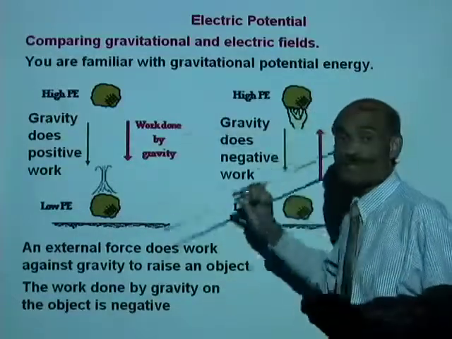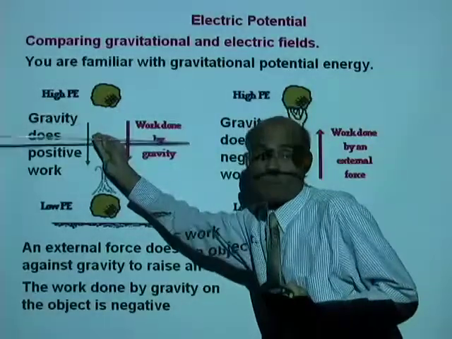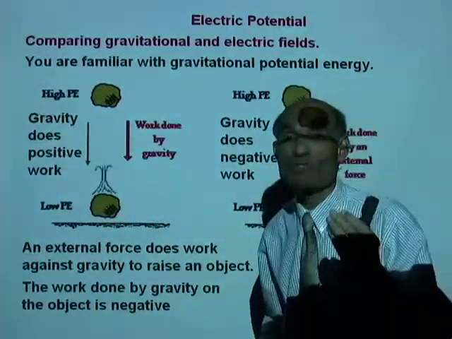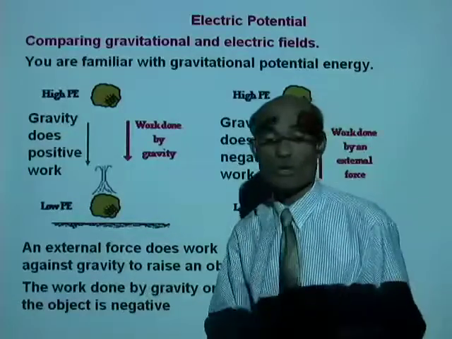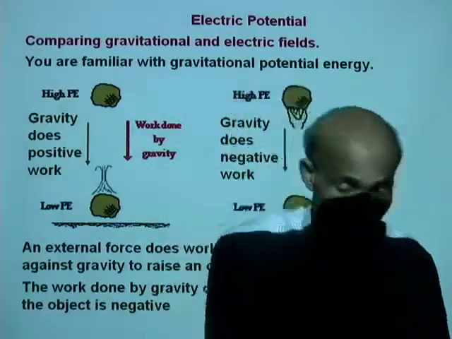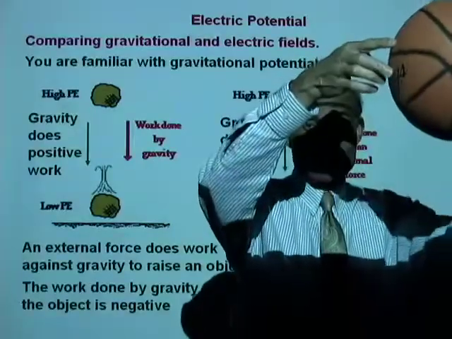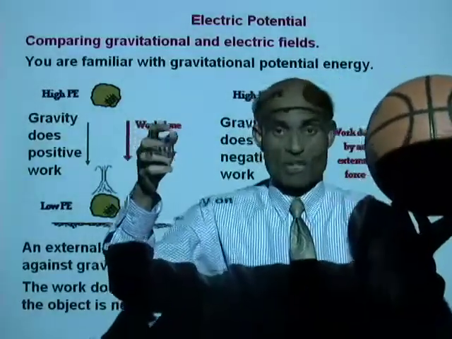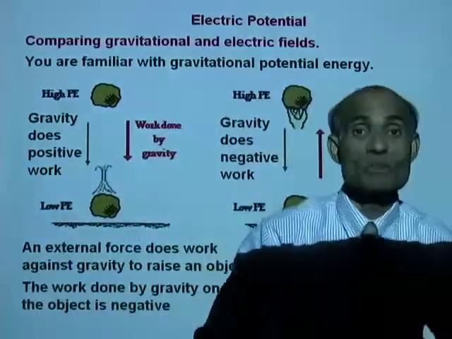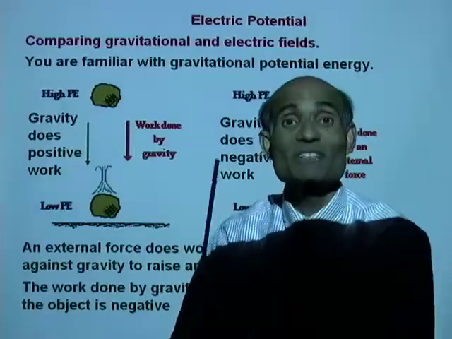While raising the object, the work done by gravity is negative. While the object falls back, the work done by gravity is positive. So what is the total work done when the object is raised through that closed path? You see, when I raise the basketball, the work done by gravity is negative. When I drop the basketball, the work done by gravity is positive. The total work done by gravity in that closed path is zero.